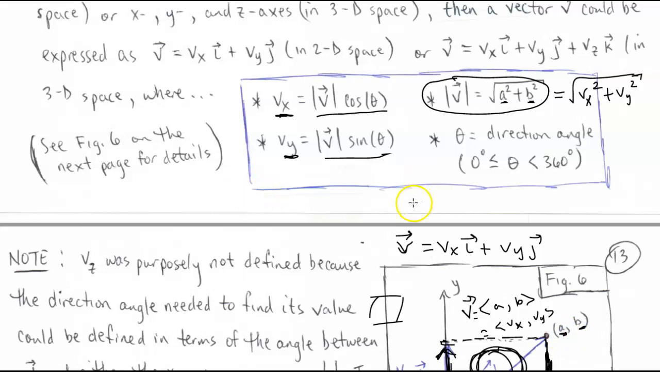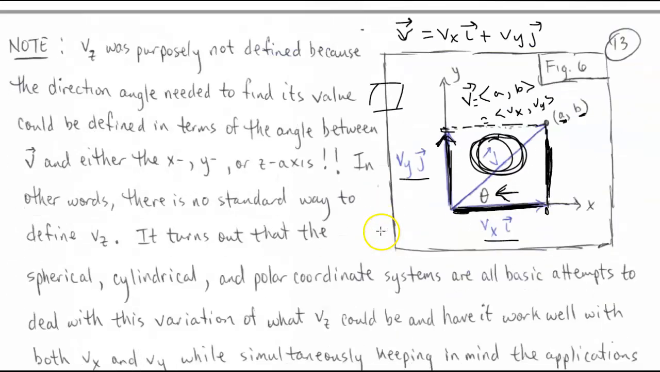Our directional angle, again, we know is going to be between 0 and 360, where we include 0 degrees but not necessarily 360 degrees, because 0 degrees and 360 are pretty much the same angle. It's just that one has one full rotation, whereas the other has no rotation at all.